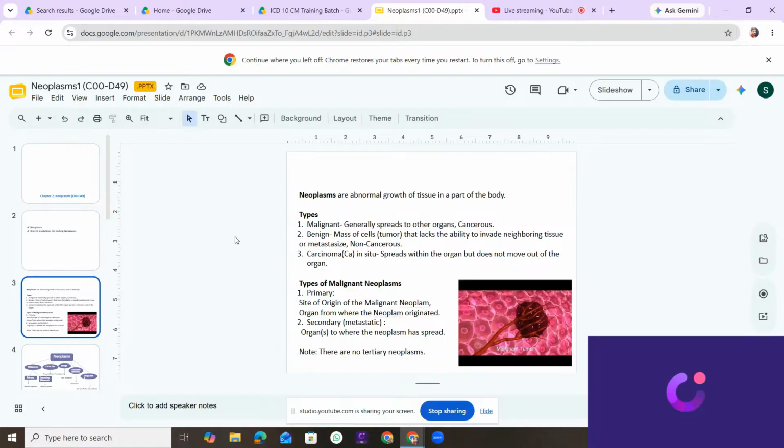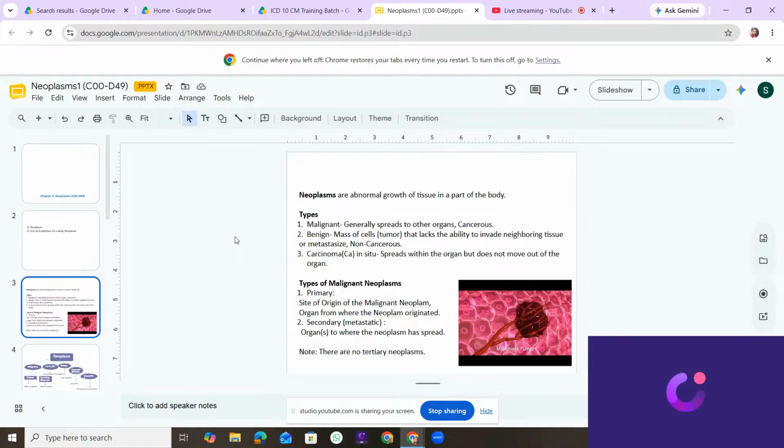Types of malignant neoplasm. We'll see two types here. First is the primary site, the site of origin of the malignant neoplasm, the organ from where the neoplasm originated. So you will understand from which location the cancer or neoplasm was first identified. That will be the primary.